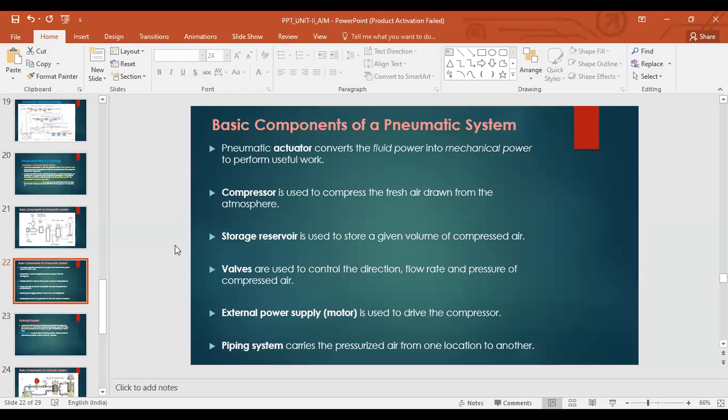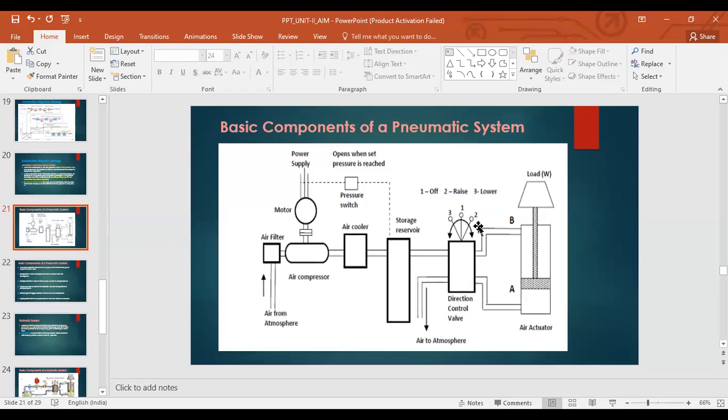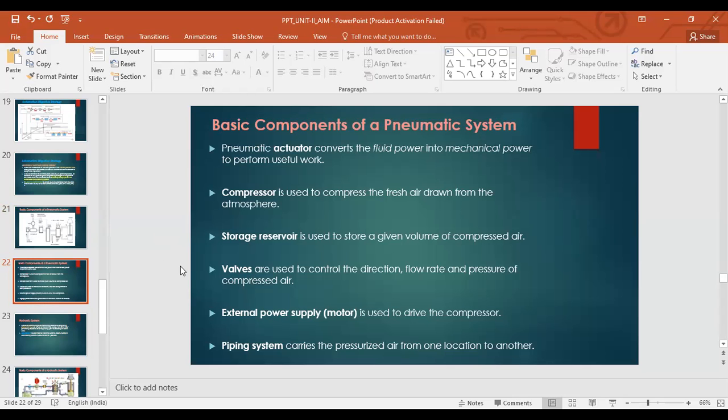Okay, so you see, valves are used to control the direction. We have seen how 1, 2, and 3 are able to achieve different movement of the load. So valves are used to control the direction, flow rate, and pressure of compressed air. Not just the direction, but also how much flow rate and how much pressure the compressed air should flow with. That also is being controlled by these valves.